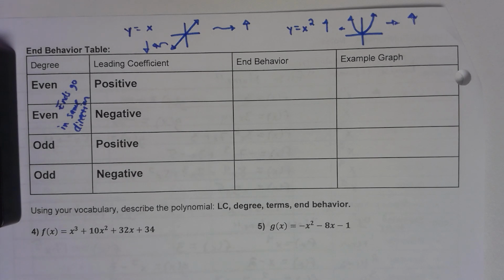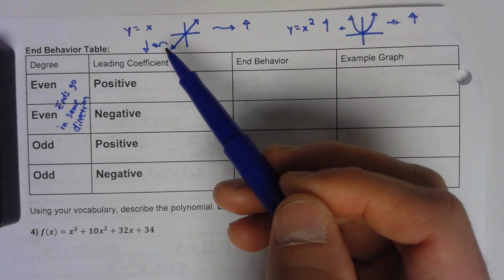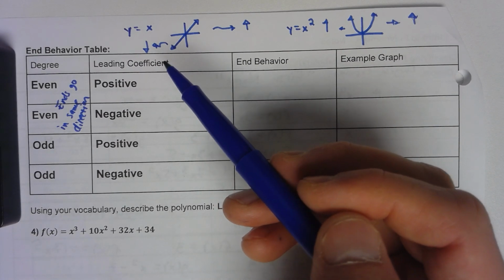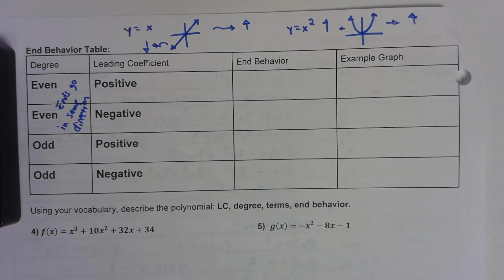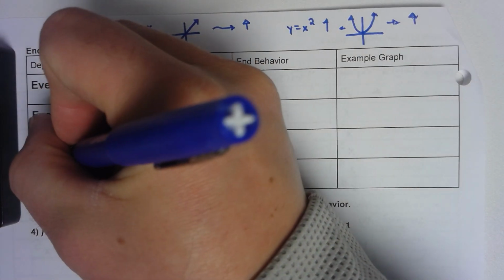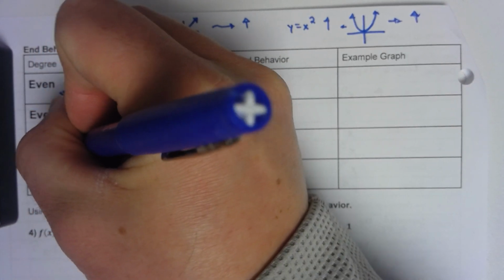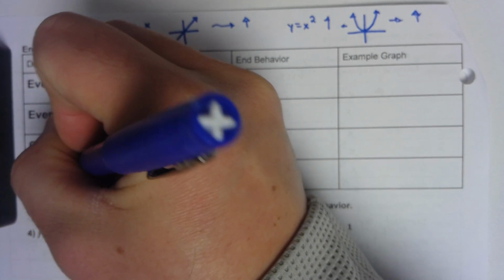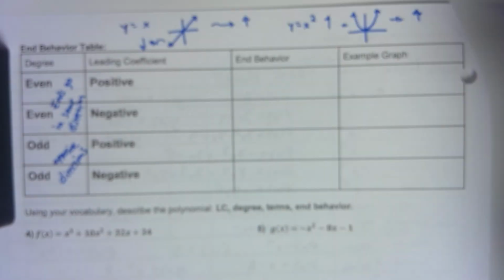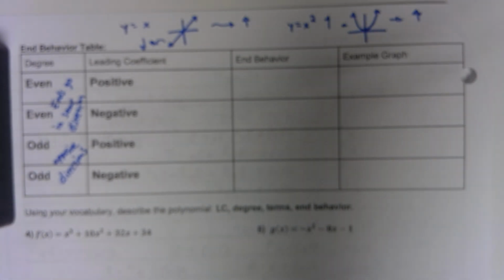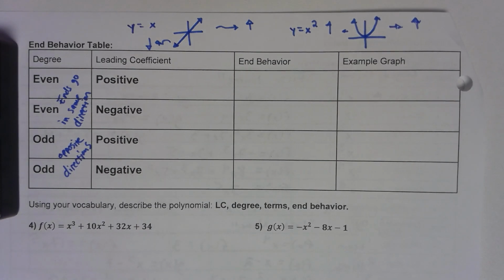An odd degree, like a linear function, is just the opposite. One end up, one end down. So ends go in opposite directions. We'll say opposite directions. So no matter what degree, if it's odd, one end is up, one end is down.